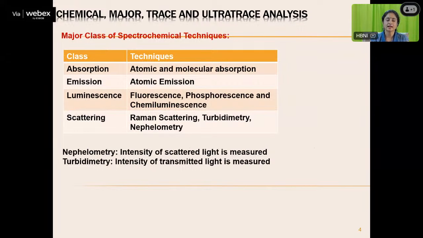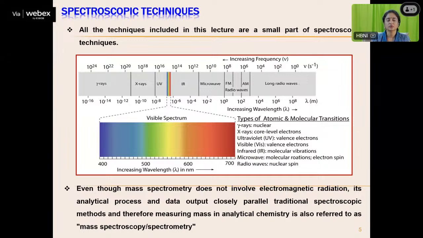So the major classes of spectrochemical techniques are absorption, where you can have atomic as well as molecular absorption. Then emission, so atomic emission we will be looking into. Then luminescence, that is fluorescence, phosphorescence, and chemiluminescence. Scattering, Raman scattering, turbidimetry, and nephelometry. So these are the various spectrophotometric techniques.